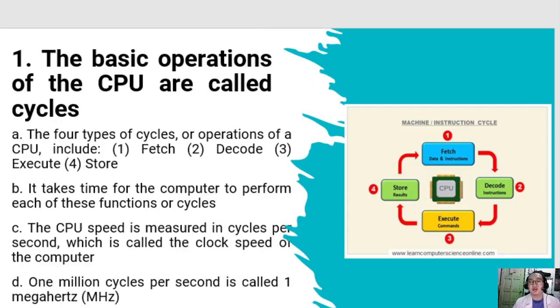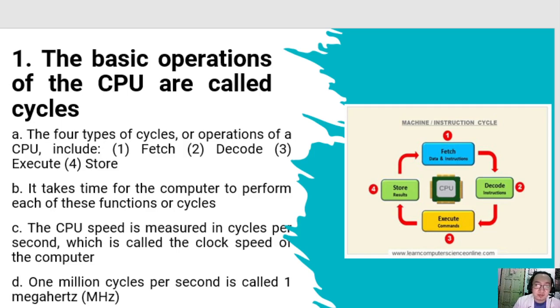And speaking of speed, the basic operations of the CPU are called cycles, and there are 4 types of cycles of operations: fetch, decode, execute, and store. It takes time for the computer to perform each of these functions or cycles. The CPU speed is measured in cycles per second, or CPS, which is called the clock speed of the computer. And 1 million cycles per second is called 1 megahertz.